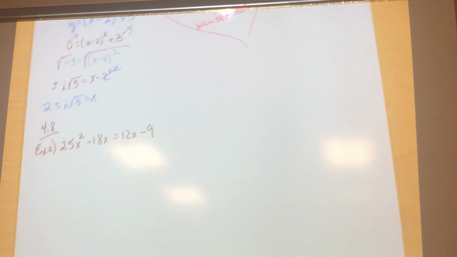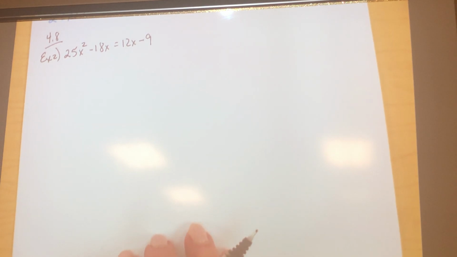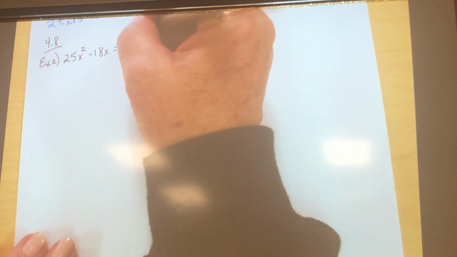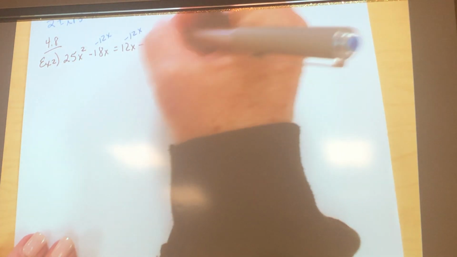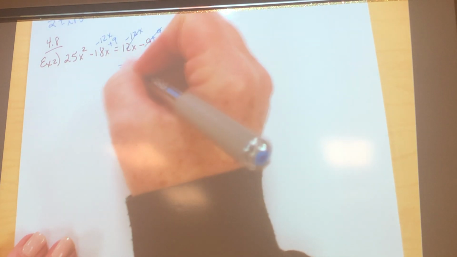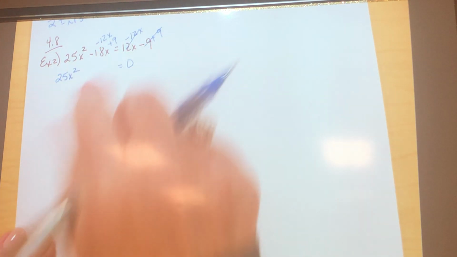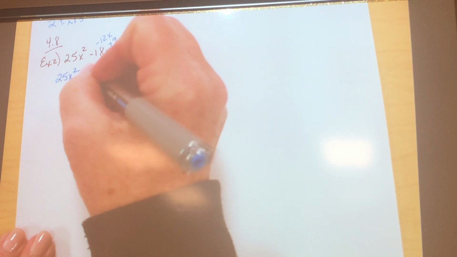What do I need to do in order to use the quadratic formula on this guy right here? Yeah, you have to make it equal to 0. So you gotta collect all your like terms. So minus 12x, and then plus 9, right? So over here on the right, I have my 0, and over here on the left, I have 25x squared. What's a negative 18x and a negative 12x? Negative 30x. And then just got that little plus 9.